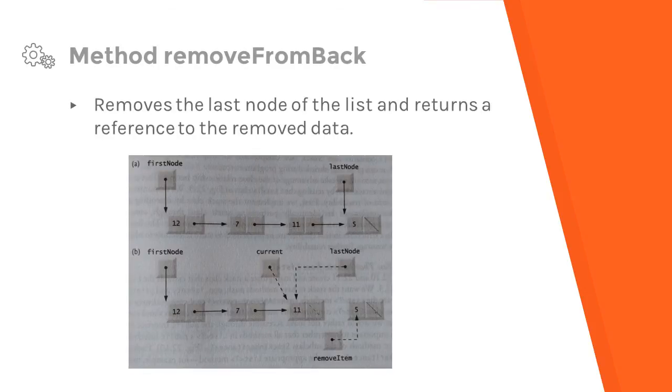Method remove from back removes the last node of the list and returns a reference to the removed data. Here, the last node of the linked list is 5, which needs to be removed. Therefore, the last node now needs to point at 11, which is the one before the last data element. Data element 11 becomes the last node of the list as 5 gets removed from the data list.